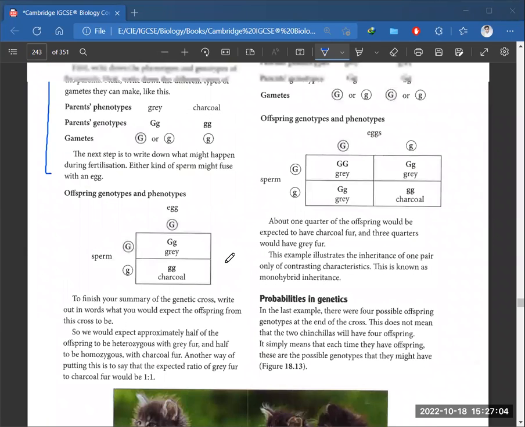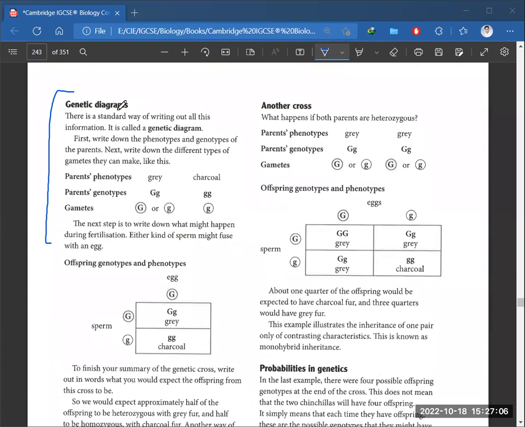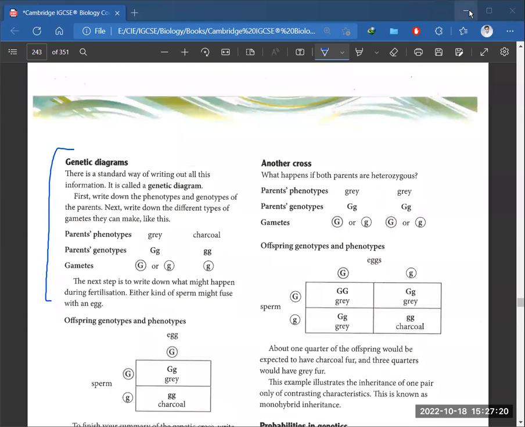Stop here. I'll show you what this means. What this really means is the genetic diagram is basically a way of realizing how we can take different kinds of phenotypes and genotypes and mix them together. Fine? Let's start on the whiteboard.